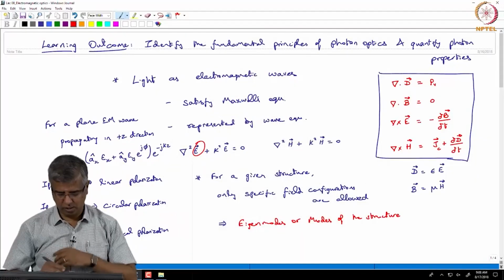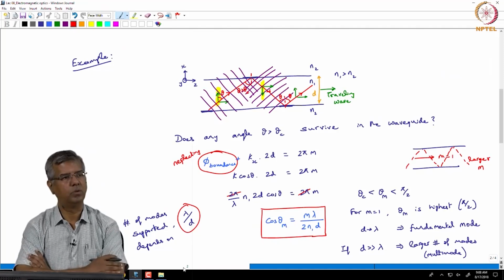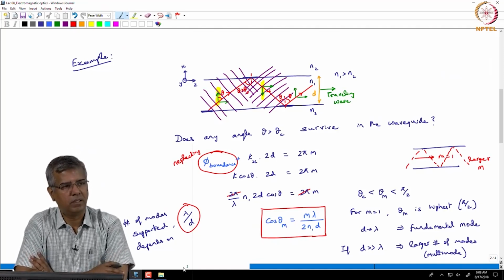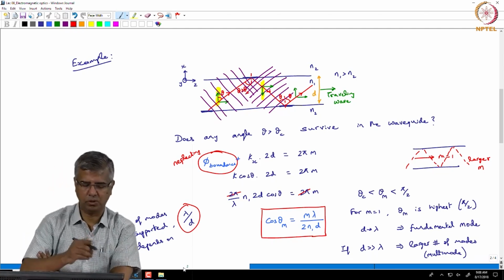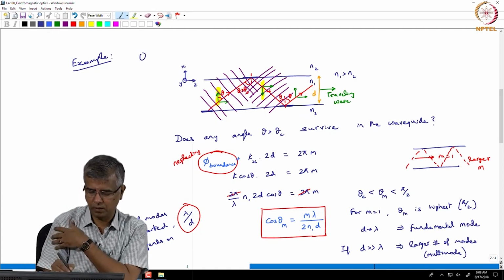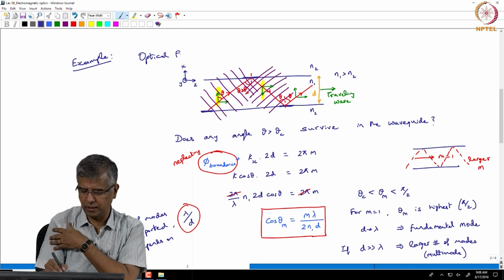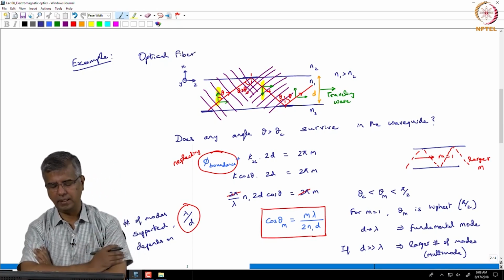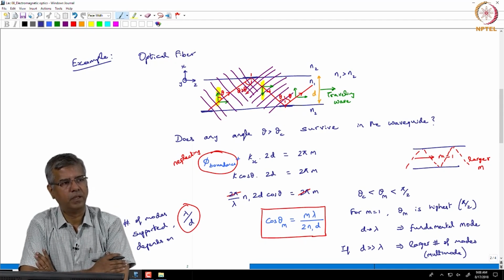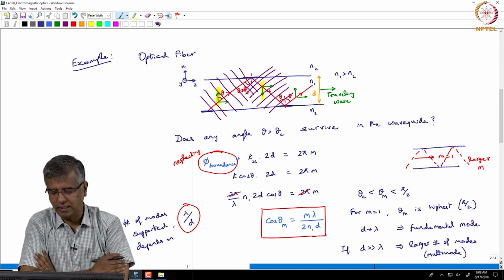We said okay, light actually travels as electromagnetic waves, so it has to satisfy Maxwell's equations, and then we saw how Maxwell's equations would be satisfied for a particular structure. We took the example of an optical fiber, right. So we said if you consider an optical fiber, you can say that from a ray picture, light is confined within a waveguide through total internal reflection.